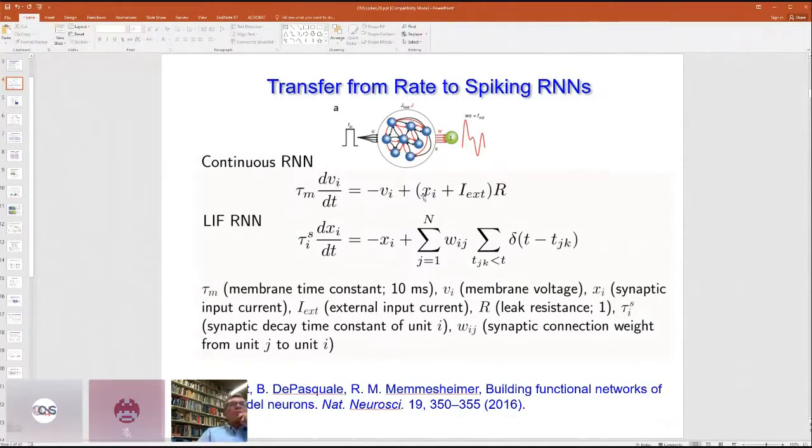So here's the traditional model where we have an input, so we have input connections, we have recurrent connections, and we have output connections. And you can train it to do an arbitrary input-output mapping. Now, what we're going to focus on here is trying to transfer one of these recurrent networks that was trained on a particular task to a spiking network.